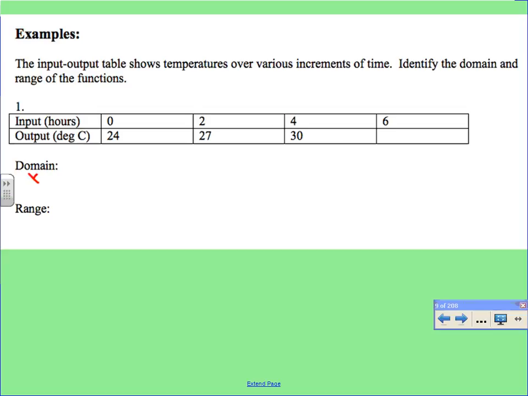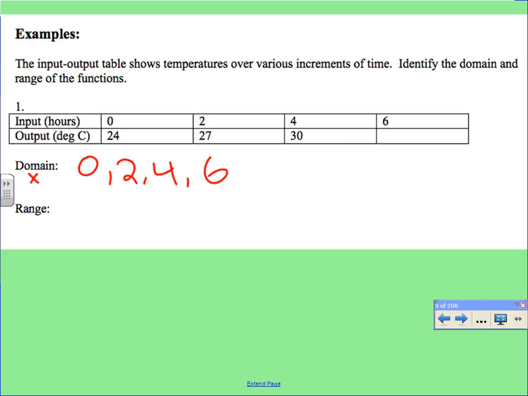Good. Domain values are x, so what are they in the table? Who can tell us what they are in the table? Alexis? Good. 0, 2, 4, and 6. There we go. The domain is x, which is the same thing as input, which is the same thing as independent.